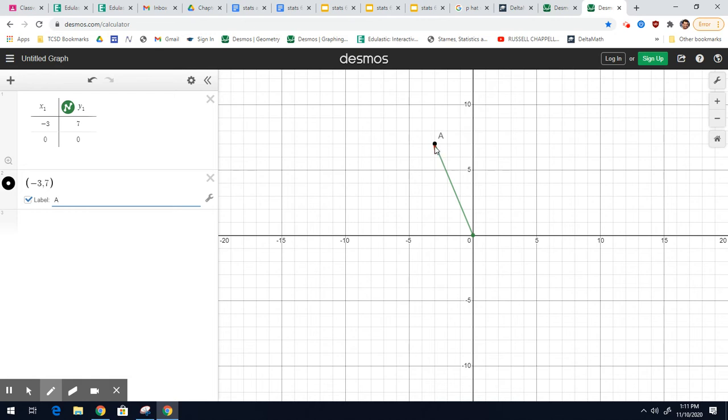Let's go. Down 1, 2, 3, 4, 5, 6, 7. Right 1, 2, 3. So count that again. Down 1, 2, 3, 4, 5, 6, 7. Right 1, 2, 3. And that is the coordinates of B. And that would be 3, negative 7. And there you go.